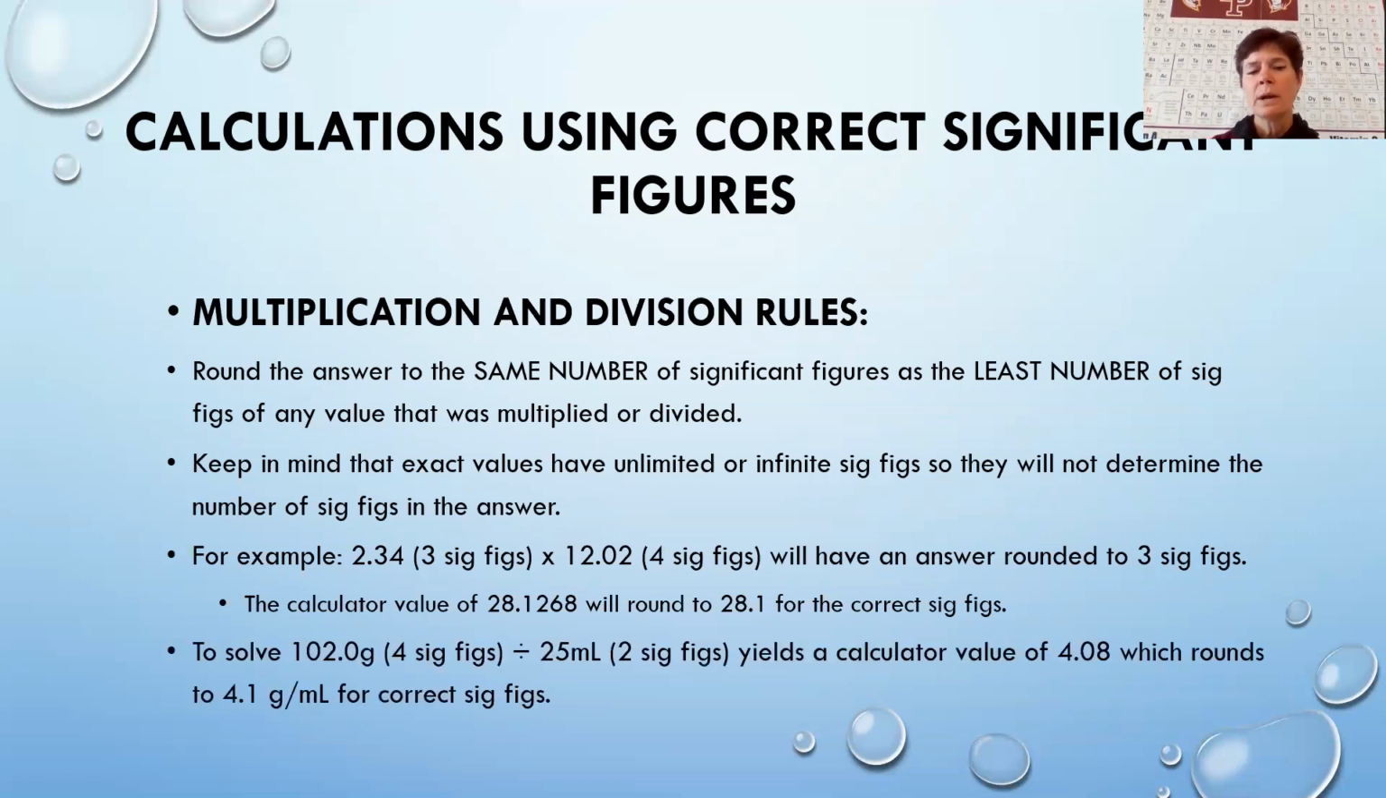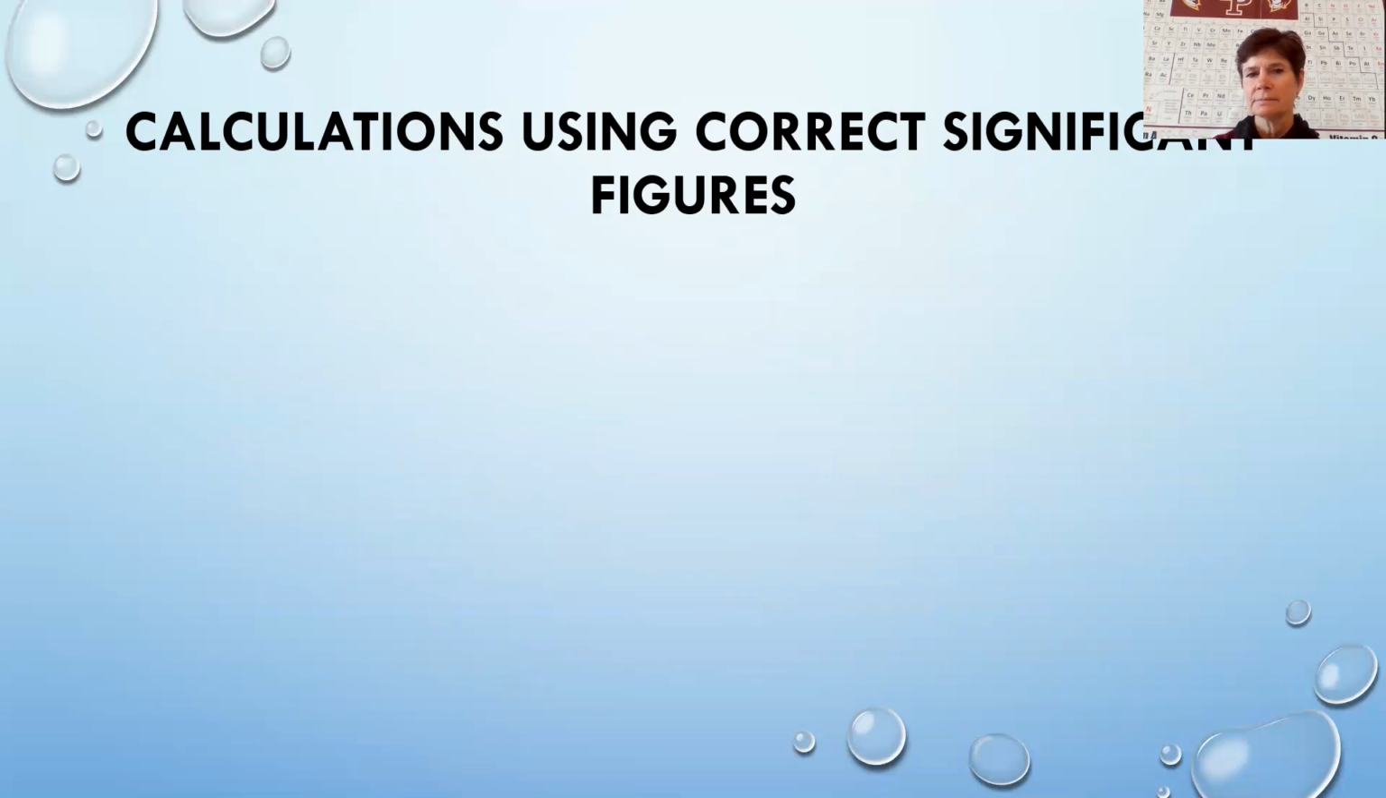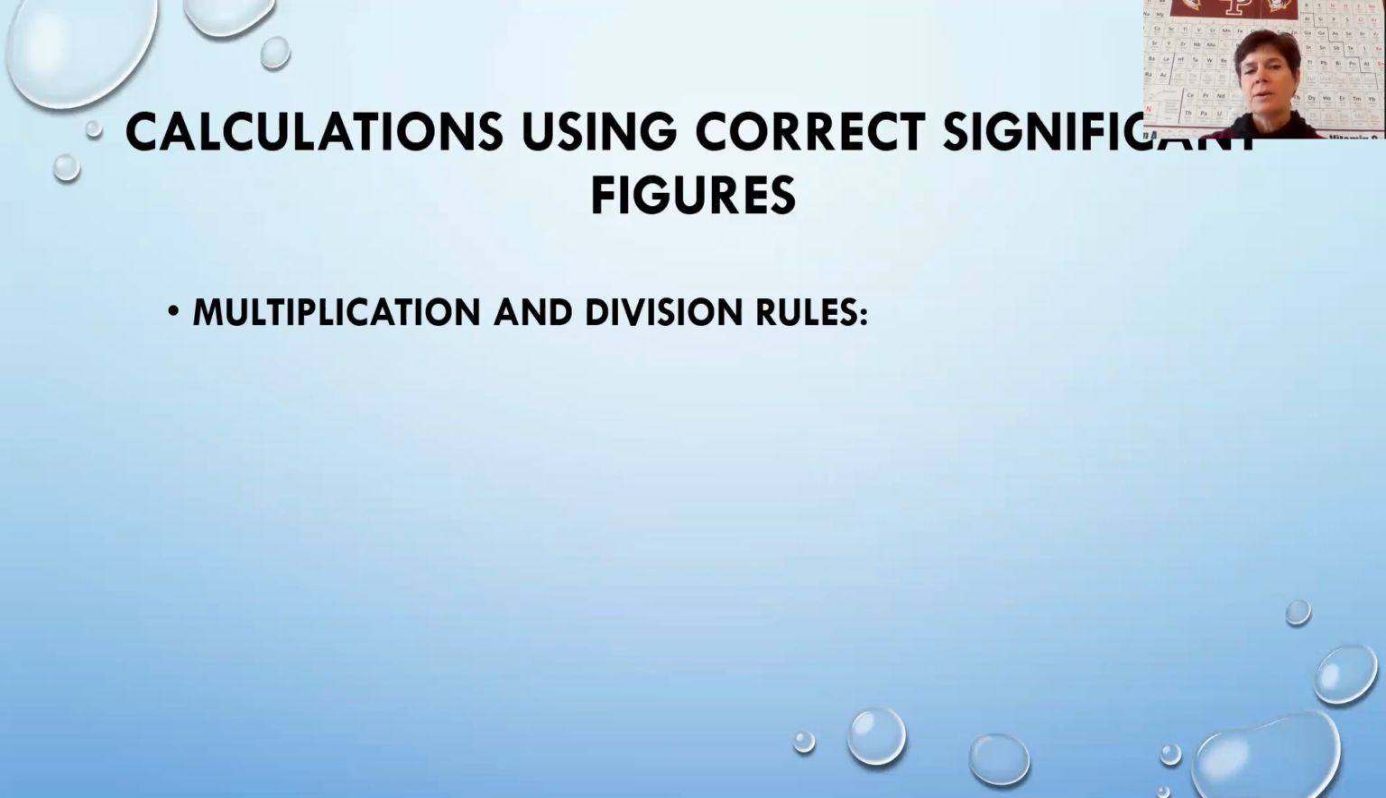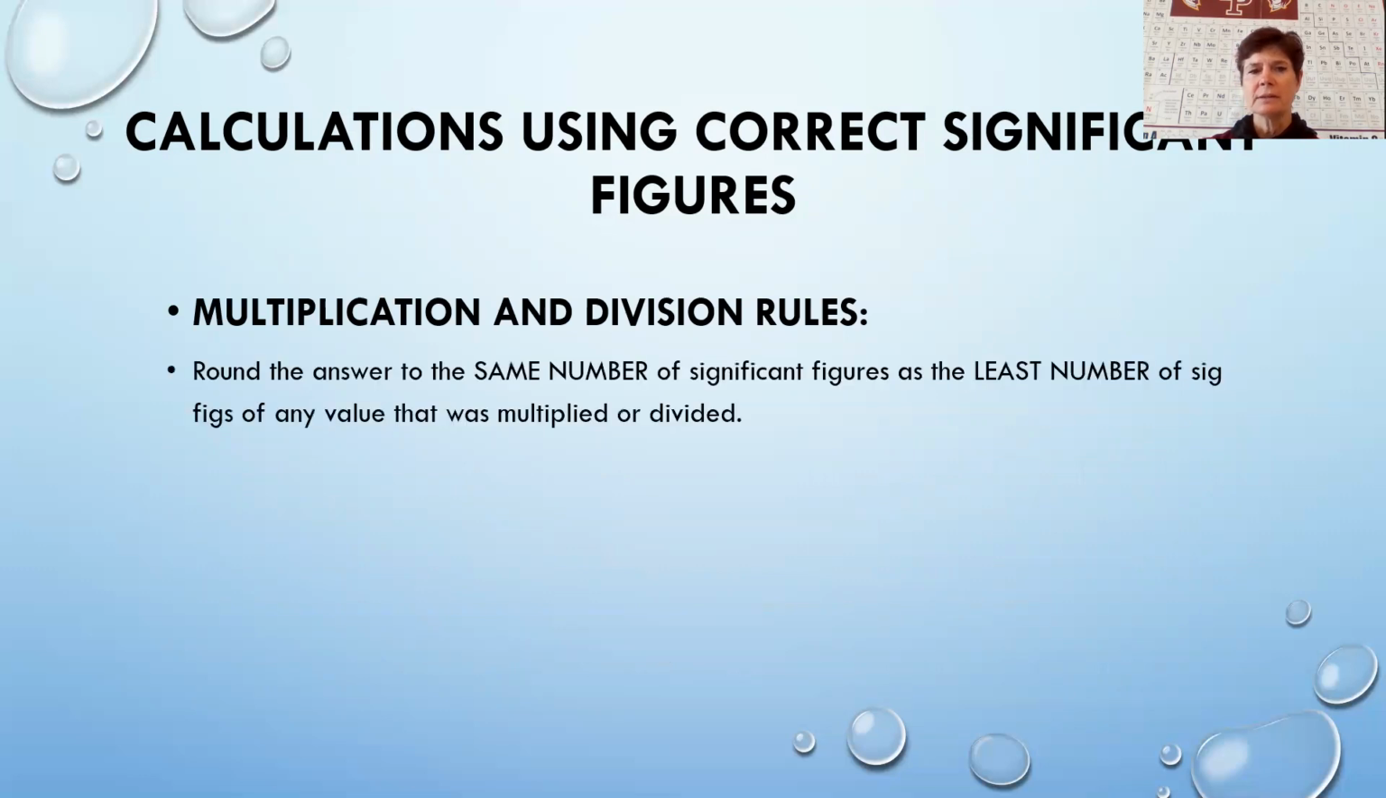To solve for 102.0 grams, which has 4 sig figs, divided by 25 mils, which has 2 sig figs, that yields a calculator value of 4.08, which rounds to 4.1 grams per mil for correct sig figs, 2 sig figs based on the 25 mil value. Here are some more things that will help you as we work with multiplication and division with correct sig figs. Round the answer to the same number of significant figures as the least number of sig figs of any value that was multiplied or divided.